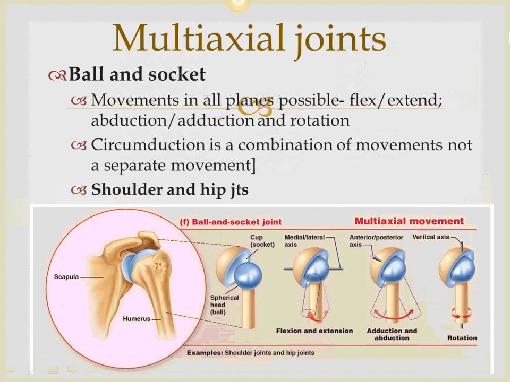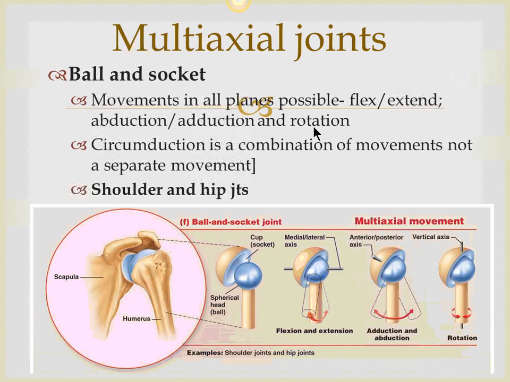So here, since movements are possible in all planes or all axes, you can flex and extend, you can abduct and adduct, and you can rotate. You can do medial and lateral rotation. In the case of the shoulder, when you flex, you take your shoulder across your body like this, so the angle between your body and the humerus decreases. Extend, you take it away, backwards like this. Abduct is when your arm moves away from the body. Adduct when it moves to the side of the body.